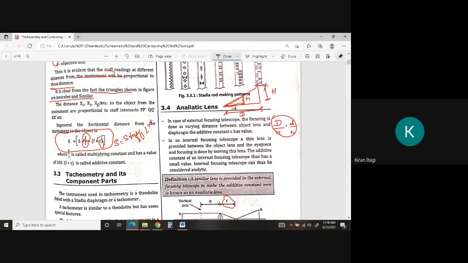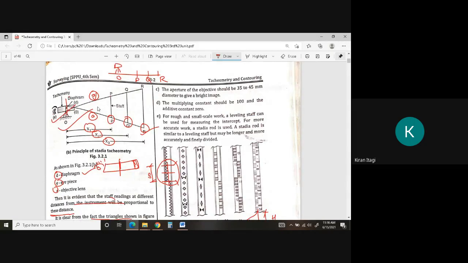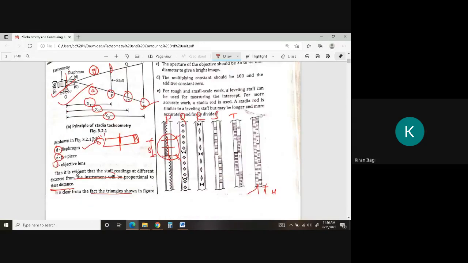So the distances x1, x2, x3, etc. from the instrument to the object are proportional to the staff intercepts PP dash, QQ dash, and RR dash. I have kept the staff here; I will call this one P. Here you get the upper and lower readings. This is Q, R, and so on. So you are getting the intercepts.